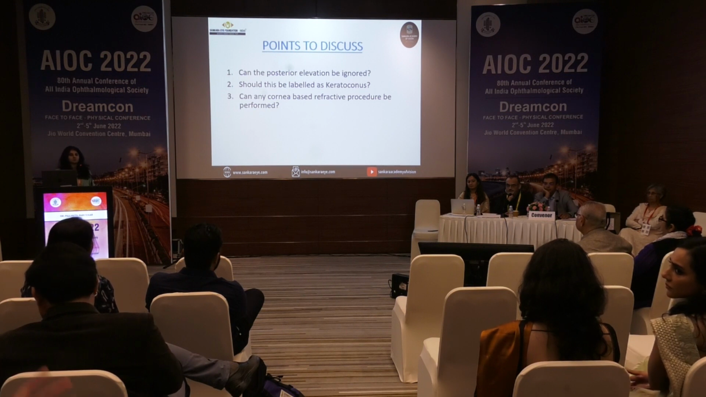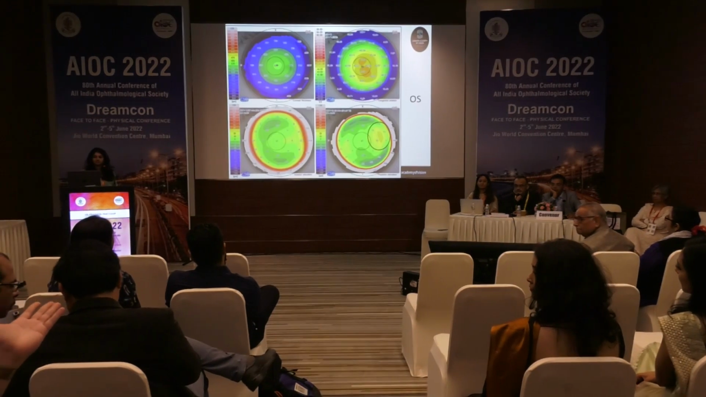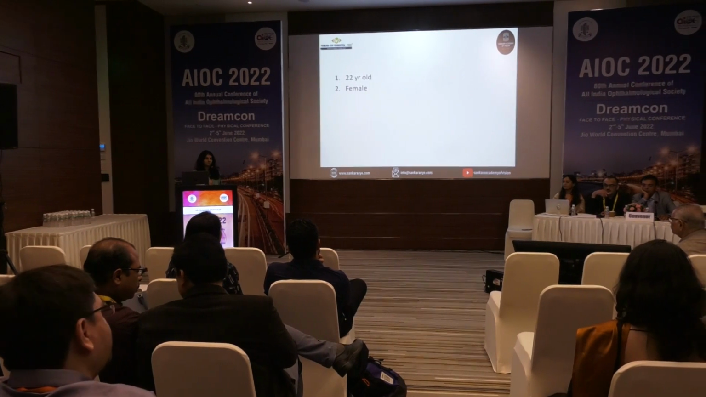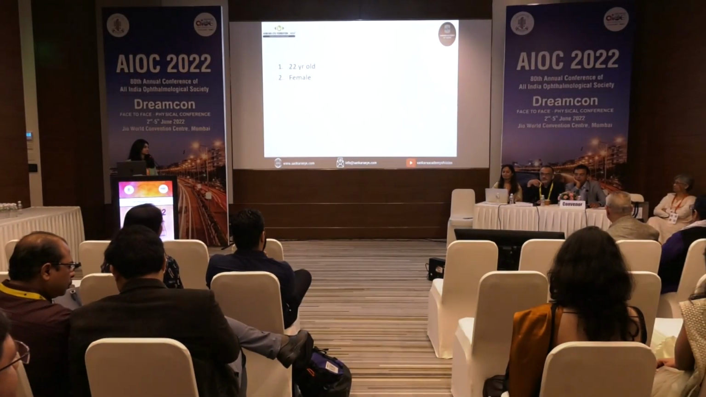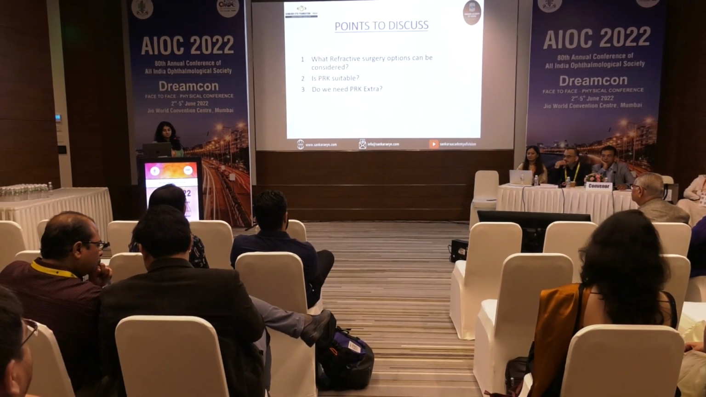Okay. For the first case, I think it's a high cylinder, you can't go for PRK. And phakic IOL also is ruled out because it is 2.66. Frankly, I am not seeing the topography as normal either. Yeah, exactly. So case 1, leave it.